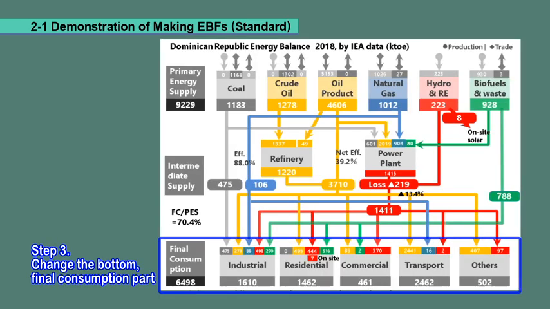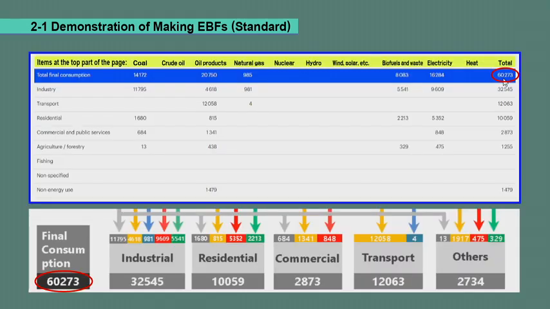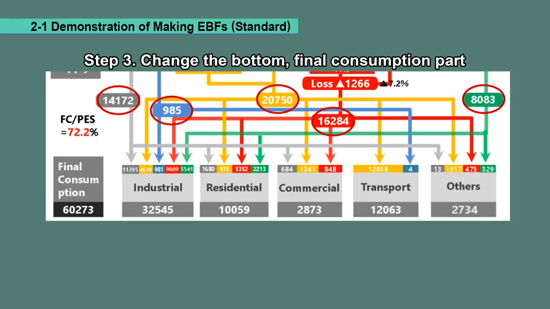Next, to the bottom, or final consumption. Here, again, start from total on left and check the values in order. Enter 60,273 to total at bottom left. Enter total values by sector, 32,545 for industry. Likewise for transport, residential, commercial and public services. The total value for agriculture onward are entered in others as the sum of 1,255 and 1,479.